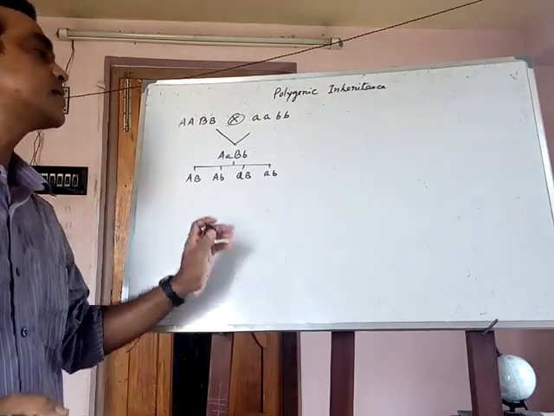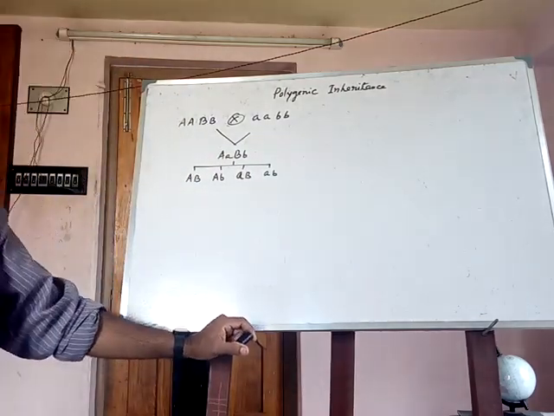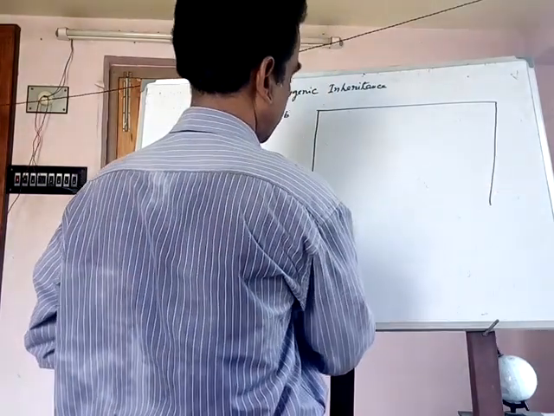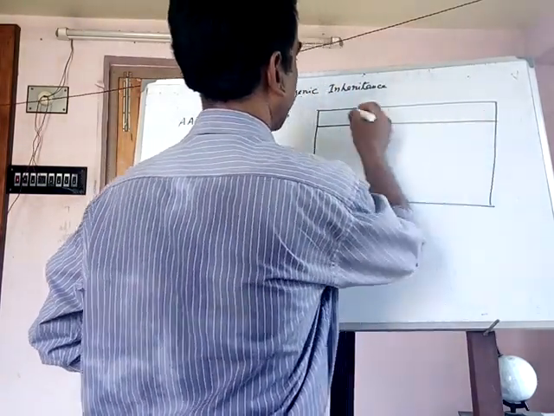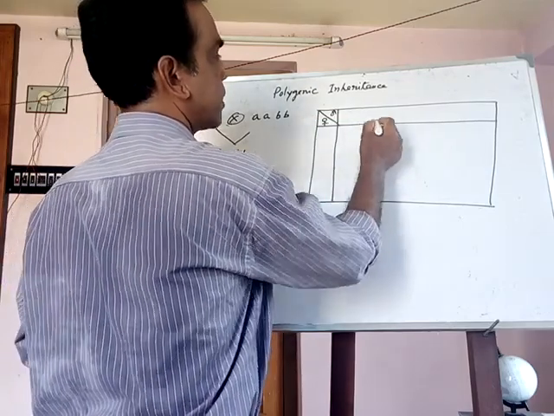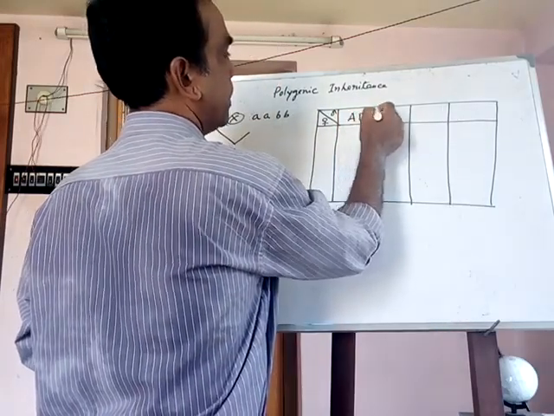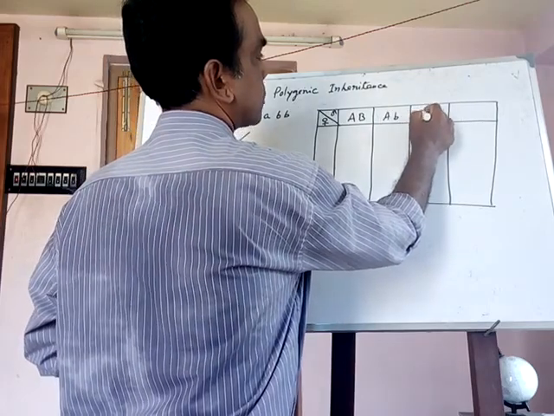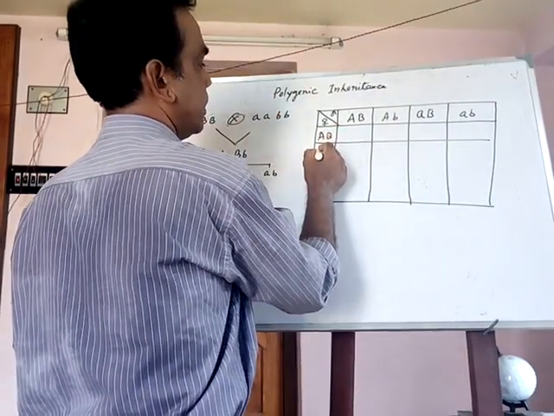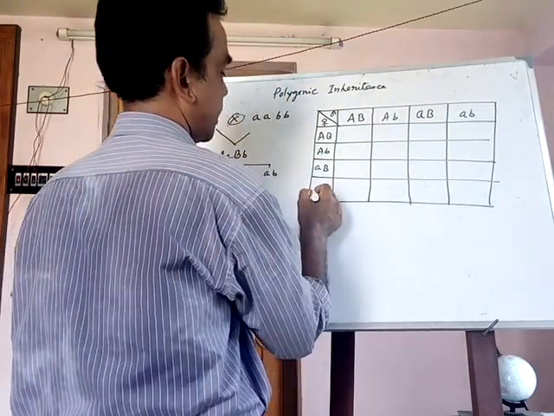Now, when these male and female gametes meet each other and mix, I represent the Punnett square here, with male gametes and female gametes. Those are capital A, capital B; capital A, small b; small a, capital B; and small a, small b. The same gametes are along the other side.